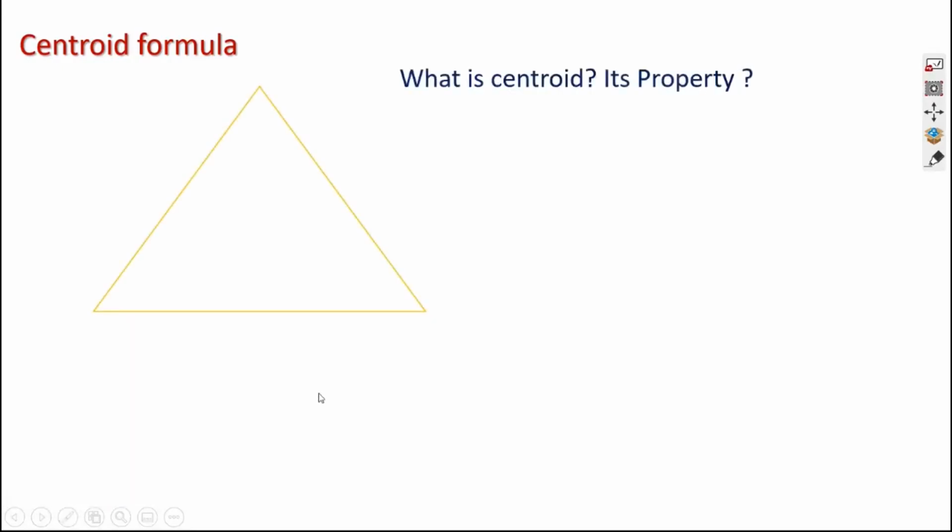Centroid formula, what is this? You need to know what a centroid is. First of all, this is a triangle. Then what is the centroid of a triangle? It is connected with a triangle. A, B, C are the vertices of the triangle, and we mark the midpoints of the sides. We connect them together, and the point where all these three lines meet, we call it the centroid.